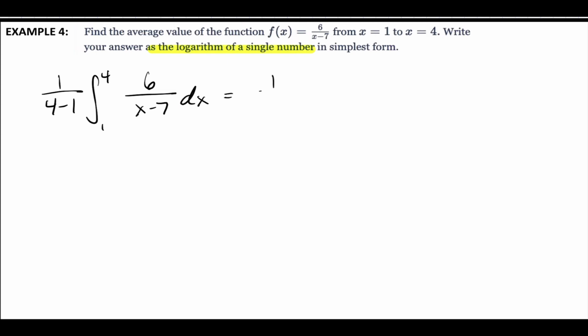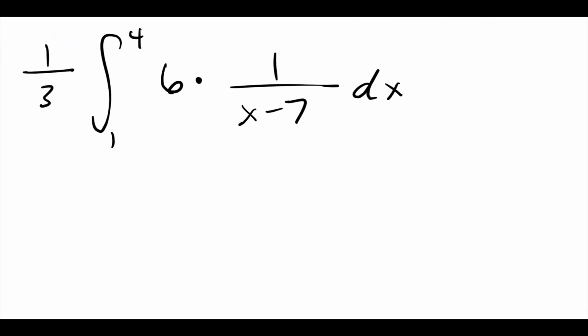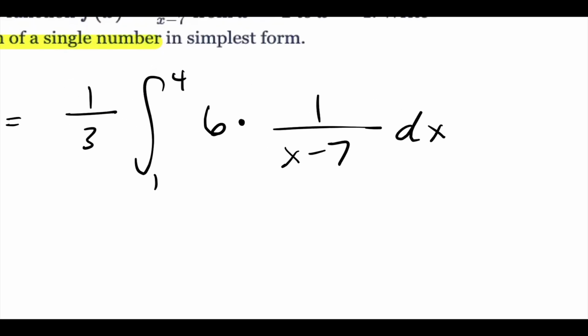Okay. So when I do that, I get 1 over 3 in front, right? 6 times and then 1 over x minus 7. It says the same thing, but it's a little more clear as to what's going on here. 6 is just a multiple. I can move that to the front. So I'm going to do that. The next time I write it, I'm going to move 6 out in front to multiply with the 1/3. Okay, so I'm not worried about the 6.